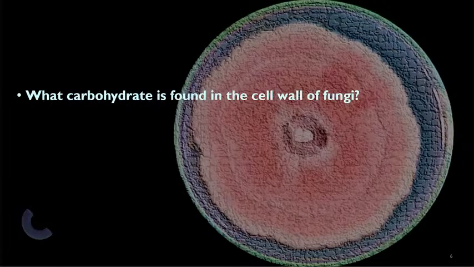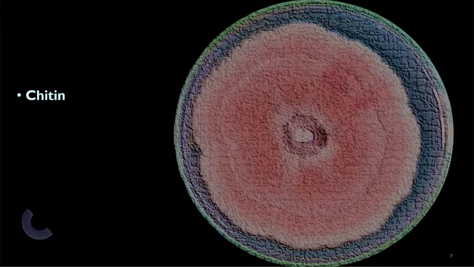Now, the carbohydrate that is found in the cell wall of fungi is known as chitin. Okay.